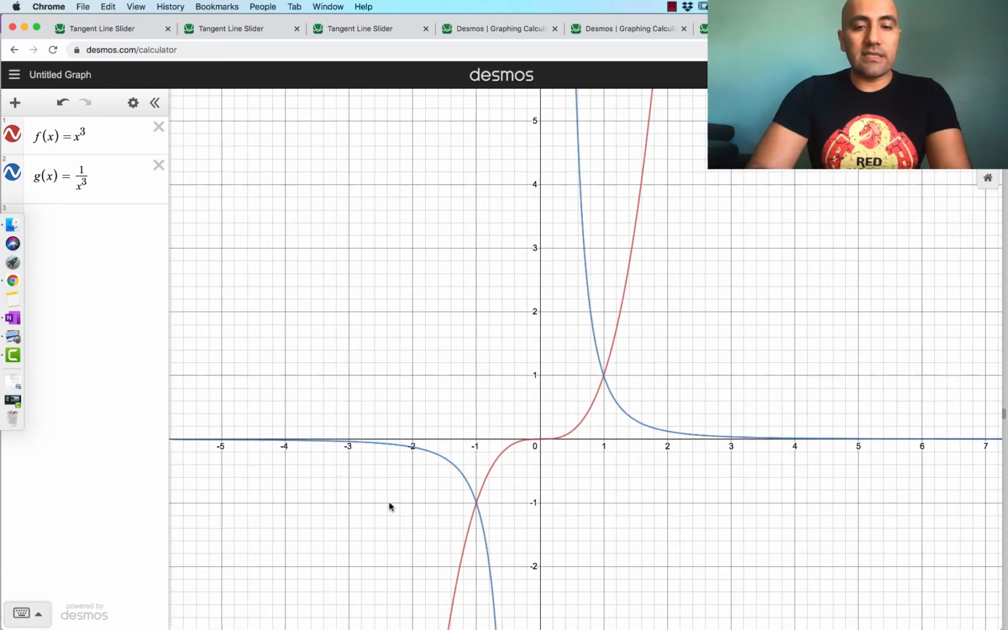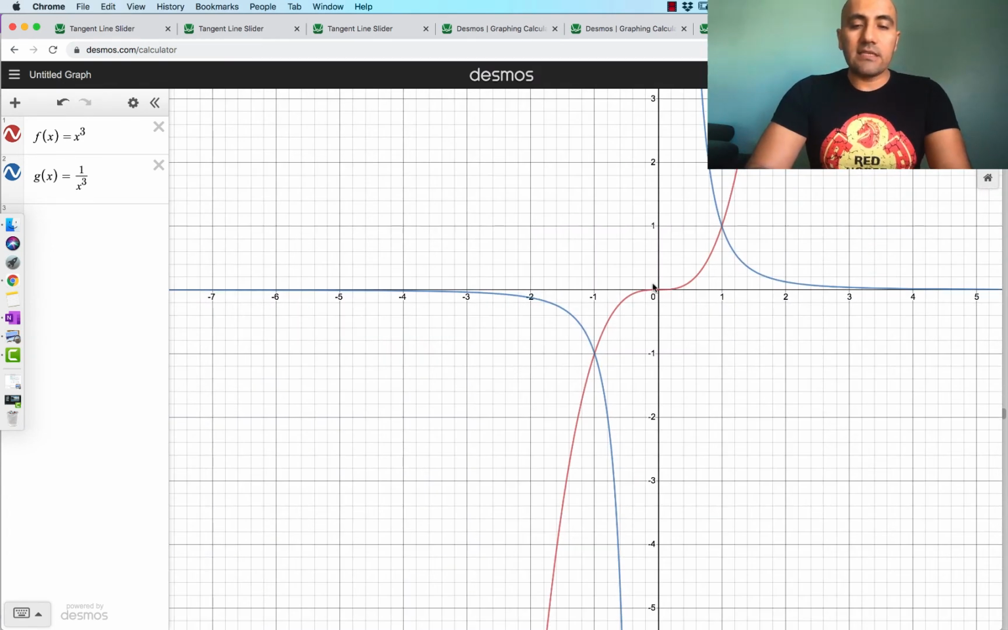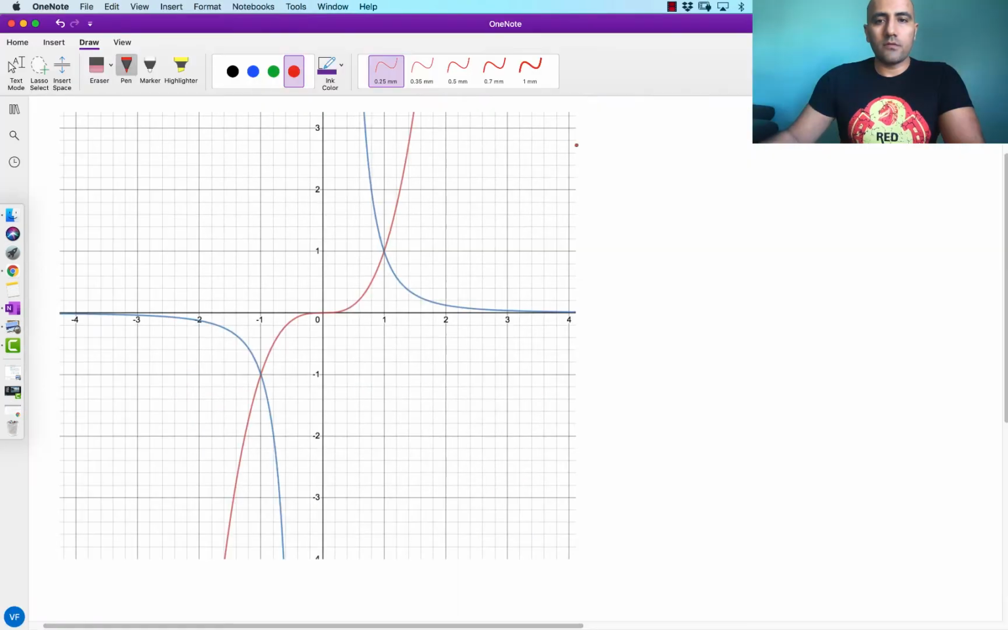And likewise in the other direction, as the x values grow toward negative infinity, the x cubed values will grow down toward negative infinity. And as the input values grow toward negative infinity, the output values of the g of x function will grow toward 0.